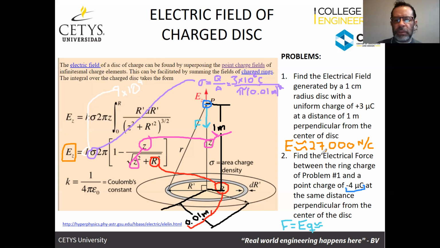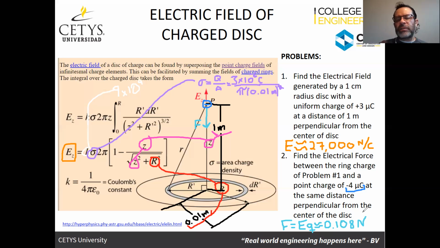Okay, so it's 27,000 multiplied by 4 times 10 to the minus 6. Yes, I already have it. Okay, perfect. 0.108. 0.108, and we're talking about newtons. Yes. So that would be the force that's exerted on that charge.